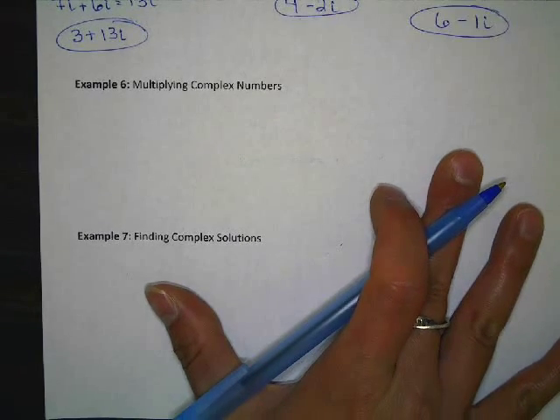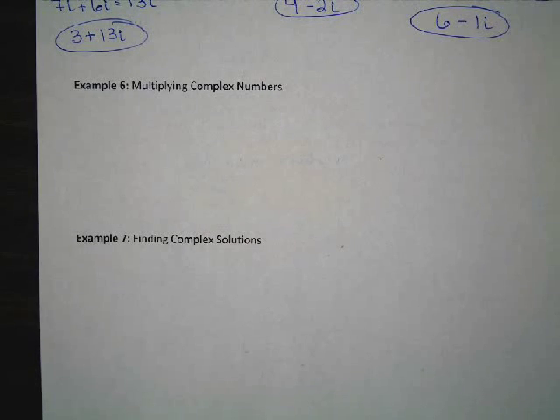Alright, multiplying complex numbers, same thing. The only difference is when you get an i squared or an i cubed or whatever that is, you have to simplify that. But otherwise, all the rules are the exact same.